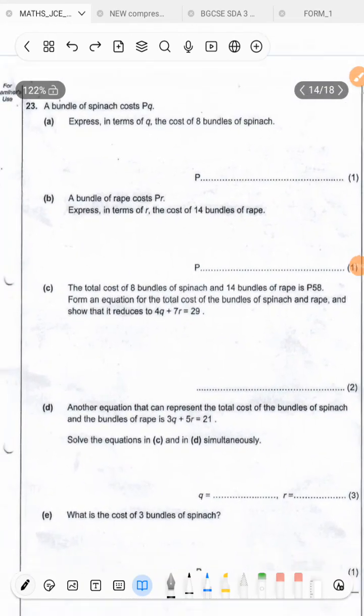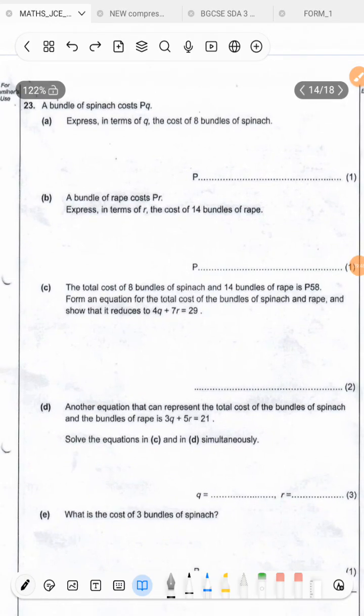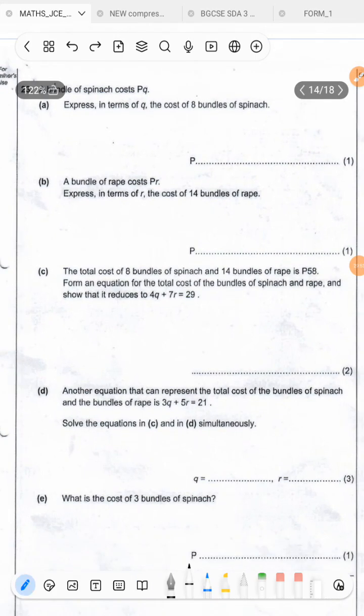Okay, last question here, 23. A bundle of spinach costs PQ. Express in terms of Q the cost of 8 bundles of spinach. So that is going to be 8Q. A bundle of rape costs PR. Express in terms of R the cost of 14 bundles. So it's going to be 14R.